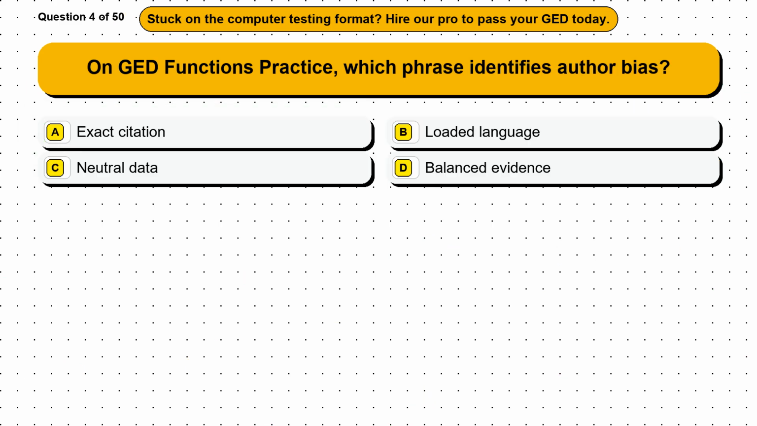Question 4. On GED Functions Practice, which phrase identifies author bias? Option A: exact citation. Option B: loaded language. Option C: neutral data. Option D: balanced evidence.